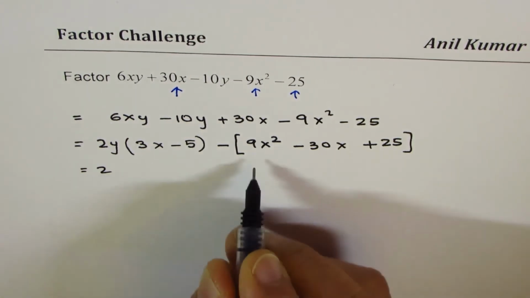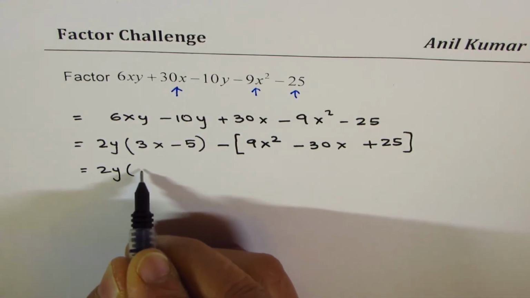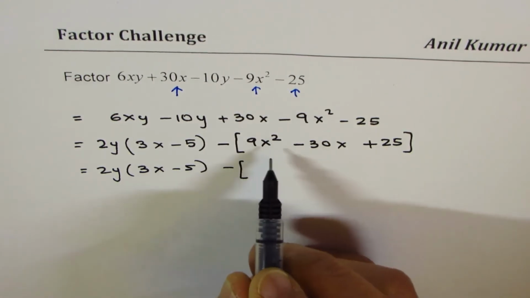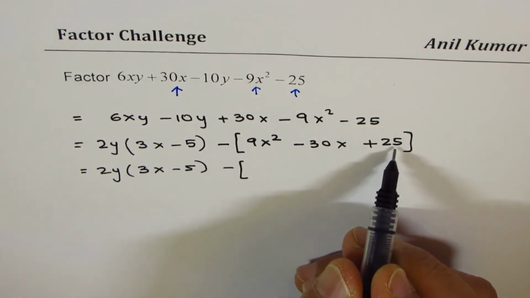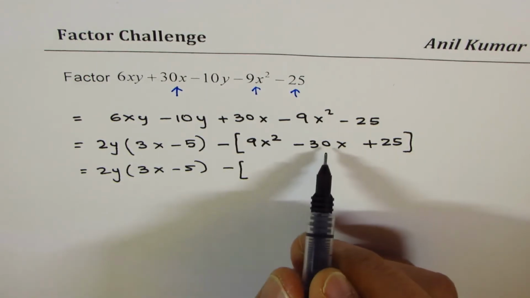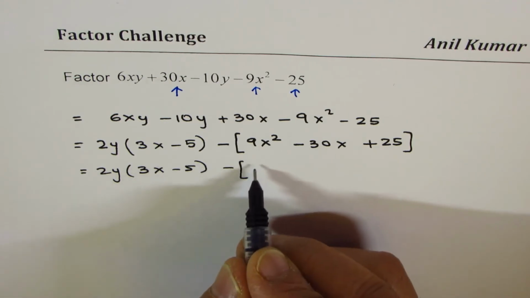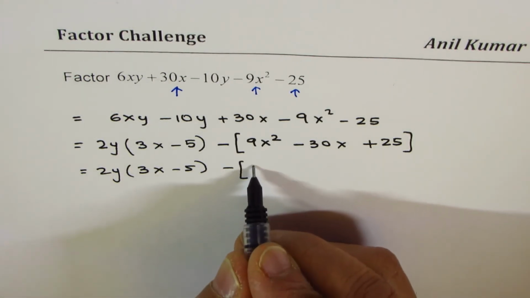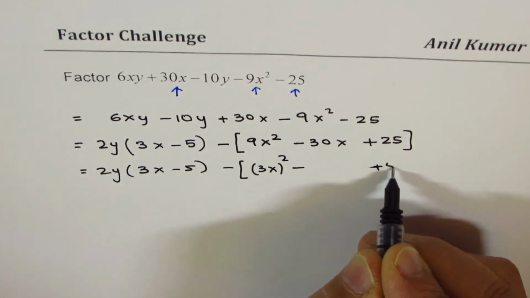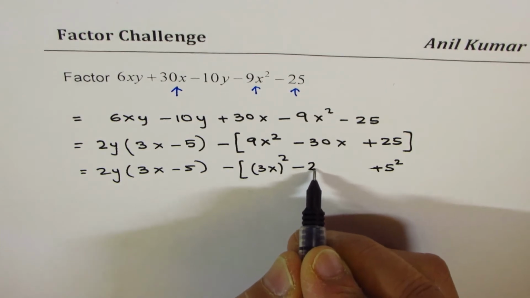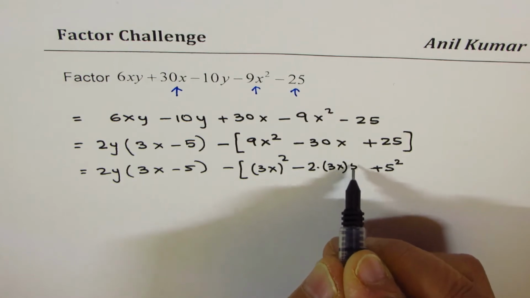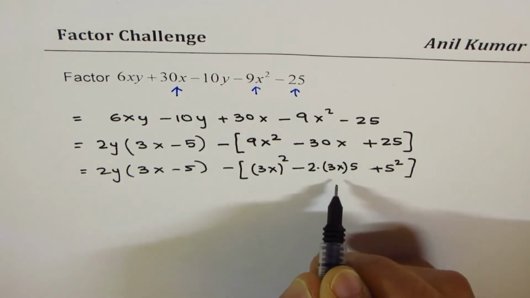Now we can factor this part, right? So we get 2y times 3x minus 5 minus, this is a perfect square. 5 square is 25, 3 square is 9, and 5 times 2 times 3 is 30. So let me first write this as a perfect square term to make it clear to you. This one is 5 square, right? The center term is 2 times 3x times 5, correct? So it could be written as a perfect square.